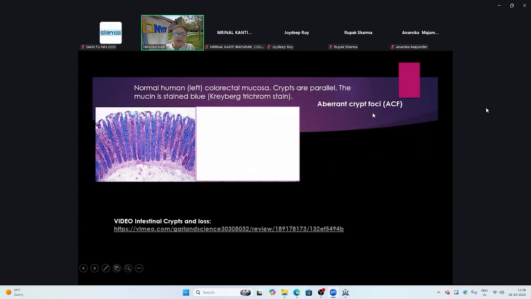So here you have crypts, and you have a normal crypt. Look at this beautiful normal looking crypt. And this is a human. On the right side was a mouse. I just covered it up. All right, so all these crypts have been labeled. They have been stained specifically. So these are very good looking crypts.